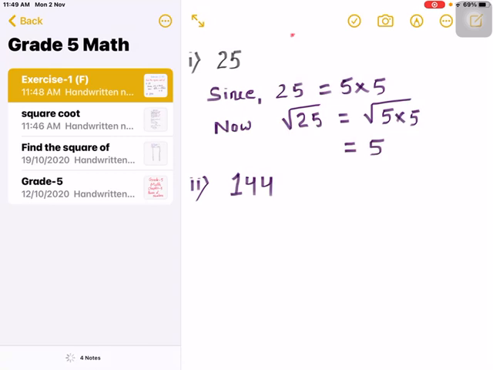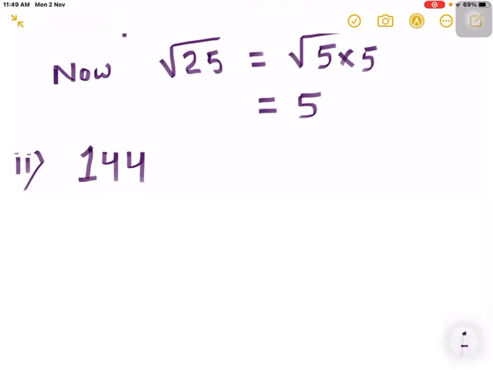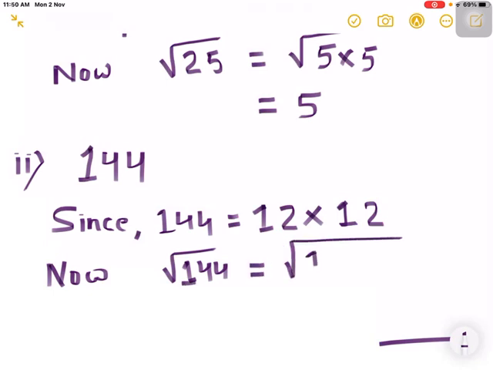Since 144 means 12 into 12, let us put the square root symbol on both sides. The square root of 144 equals the square root of 12 into 12. Now the answer is 12 only.